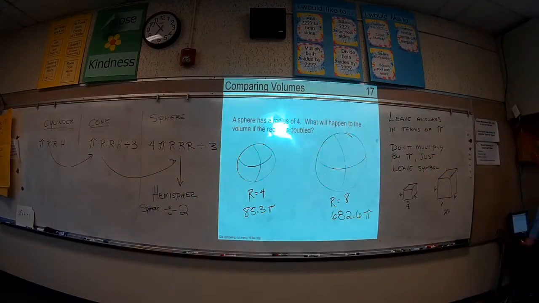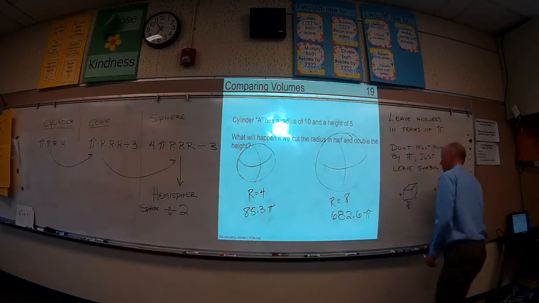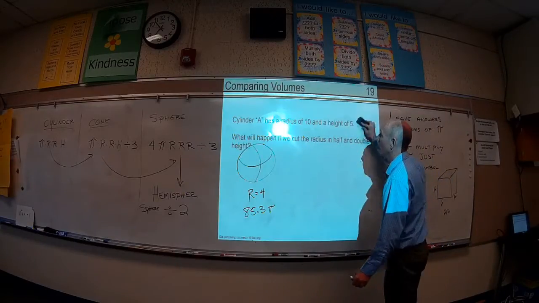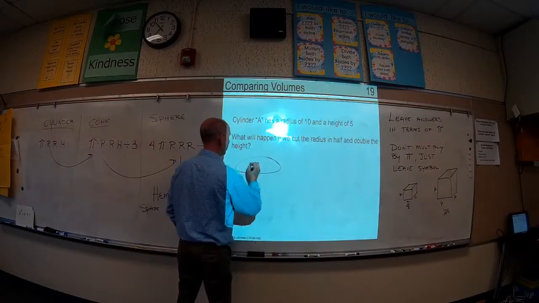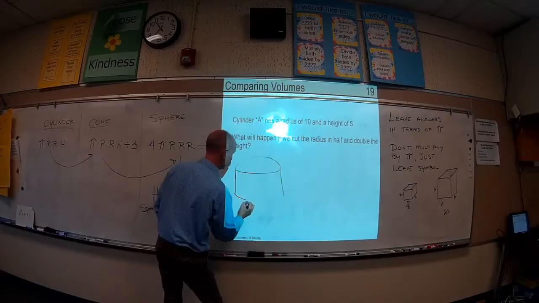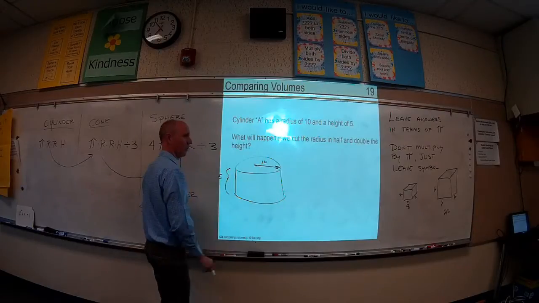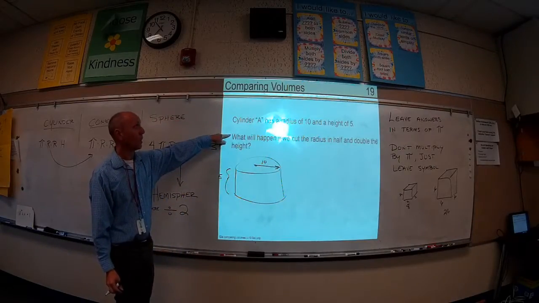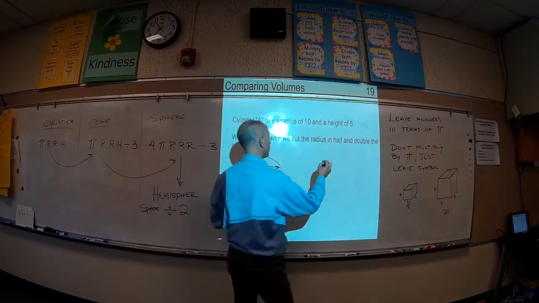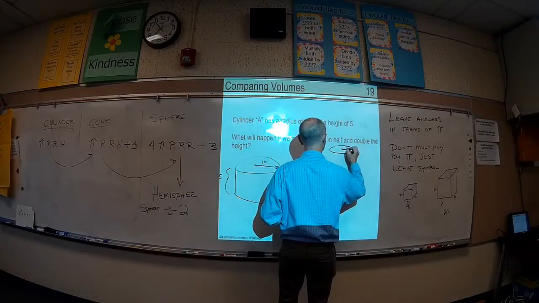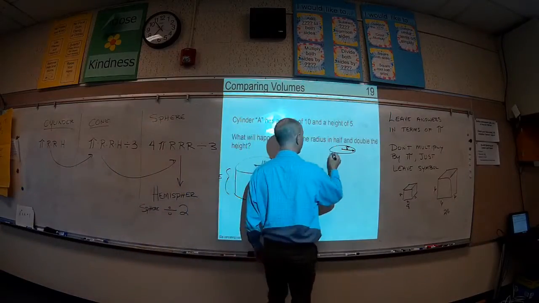This time, we're going to do something even weirder with it. I have a cylinder with a radius of 10 and a height of 5. And now, we're going to cut the radius in half. What's the new radius? 5. And we're going to double the height. So what's the new height? 10.